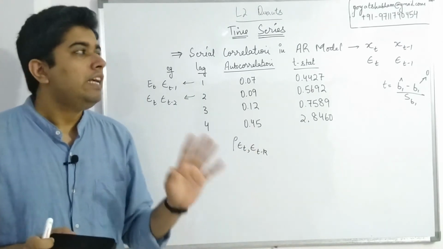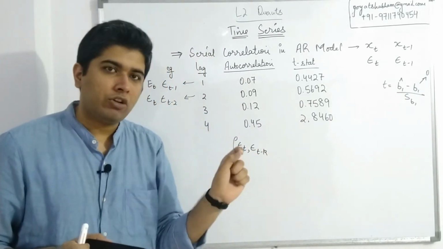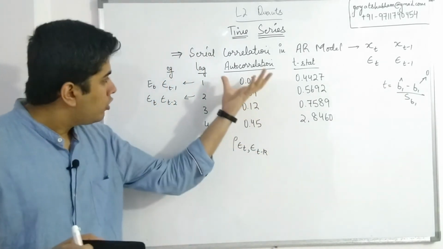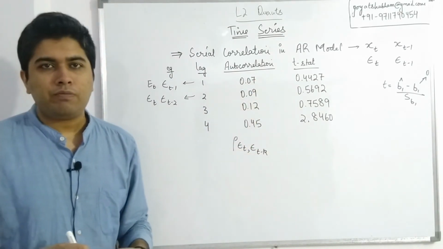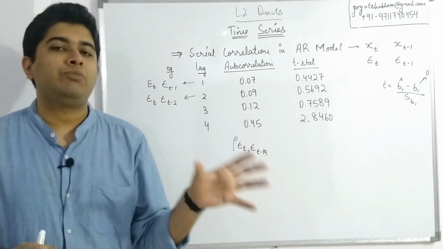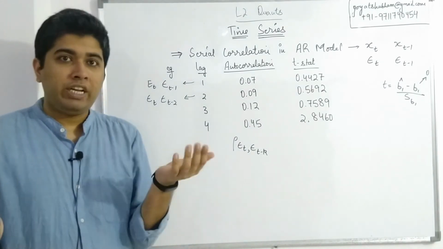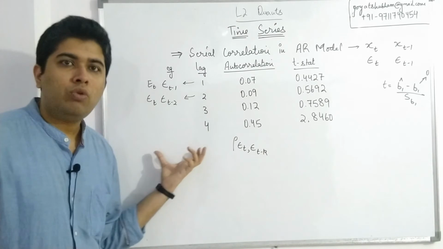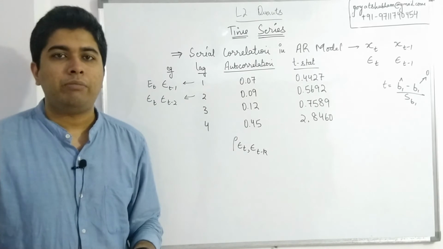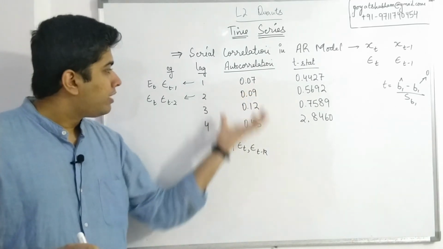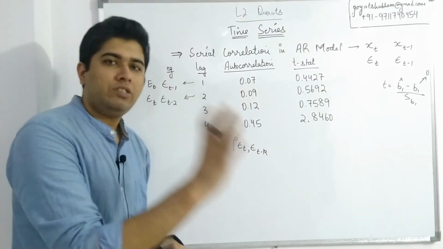So I'll repeat that part again. Just like in linear regression, we were testing whether b1 was statistically significantly different from 0 or not, here also, if I can prove that one of these correlation values is significantly different from 0, it is statistically significant by itself, I would automatically prove that yes, error terms are correlated with their own lagged versions and there is autocorrelation or serial correlation in my AR model. So again, I'm trying to prove the autocorrelation is statistically significantly different from 0.